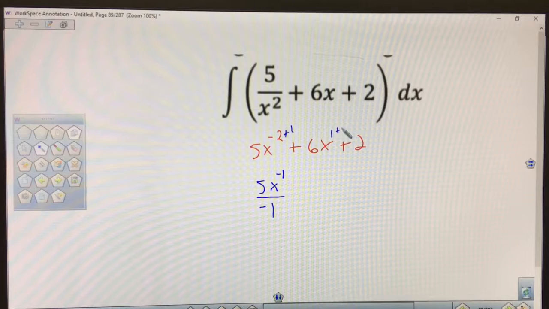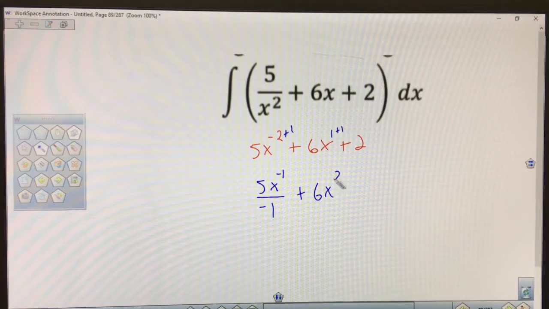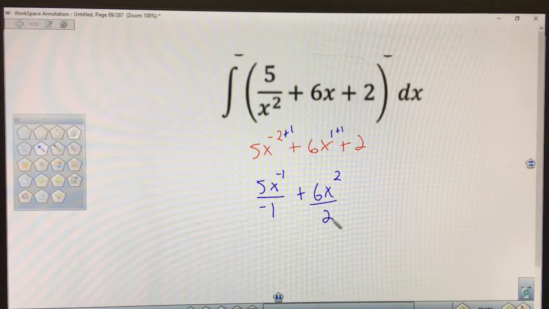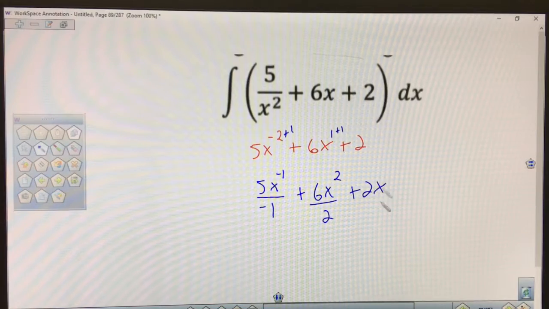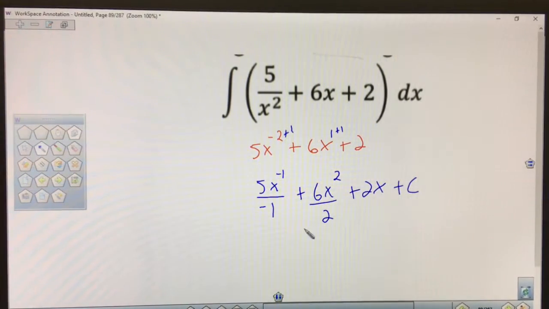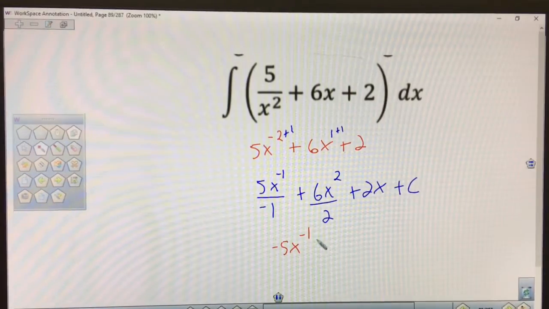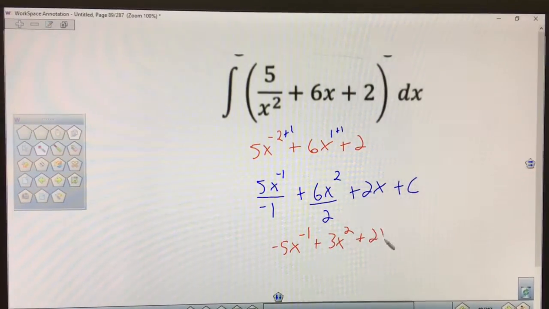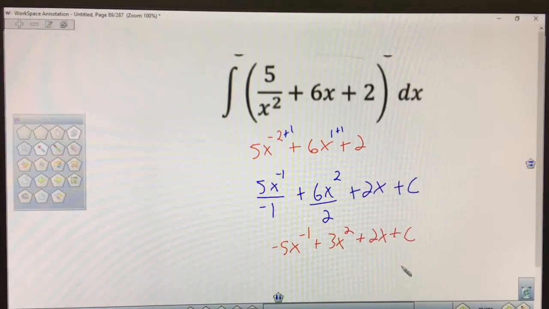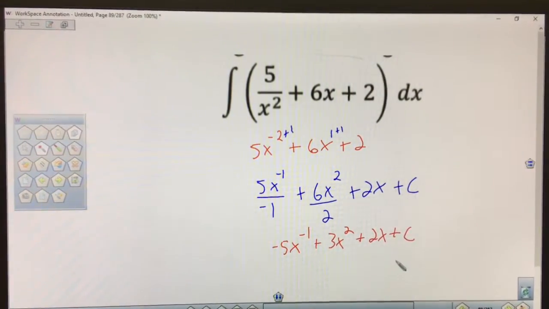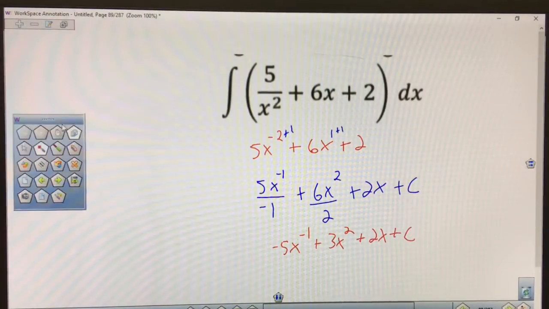Antiderivative, I add 1 to the exponent. So that's going to be plus 6x squared. What do I divide it by? What's the antiderivative of 2? And then add c. I'm going to actually simplify it. That's going to be negative 5x to the negative 1. You're allowed to leave it like that. Plus 3x squared plus 2x plus c. You gotta put in the c? Yeah. If you don't, sometimes on the computer, they put the plus c there for you. But if they don't put it there for you and you don't put it, the computer marks it wrong.